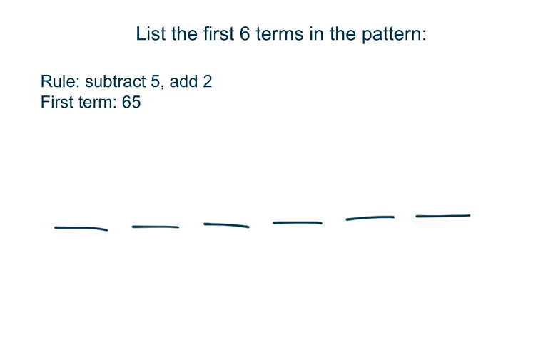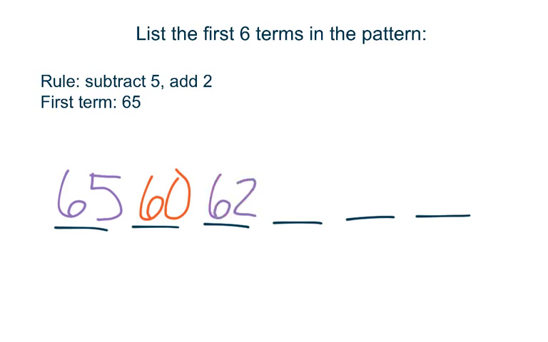So our first term is 65. We need to subtract 5, so 65 minus 5 gives me 60. And then I need to add 2, and I get 62. And then I subtract 5, and I end up with 57.